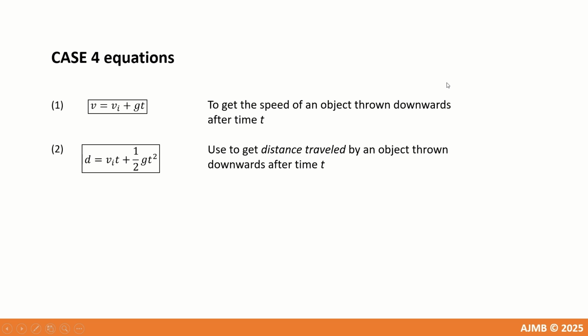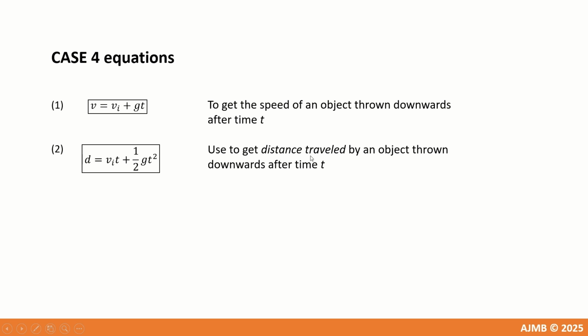So here are the equations that you will use for case number 4. If you will notice in equation number 1, which you will use to find the speed of the object after some time has passed, it is quite similar to your equation 1 for case 1. The only thing added here is the initial velocity, which is added to g times t. Whatever is the negative initial velocity, just add that to the product of g times t.